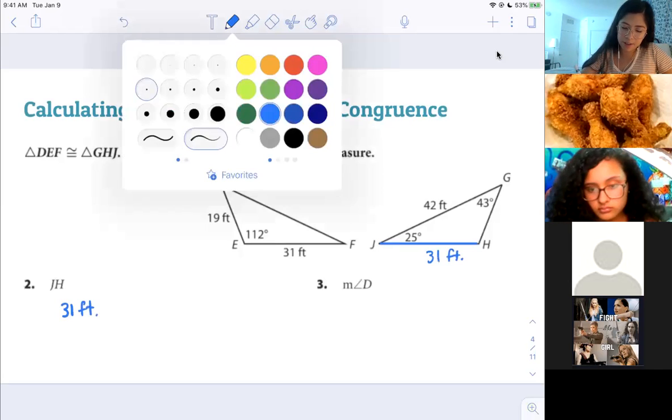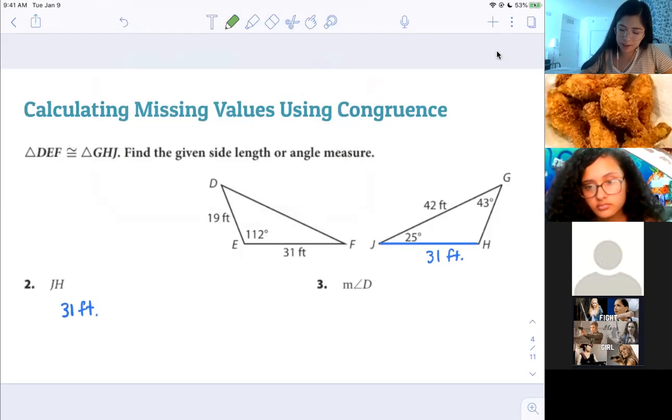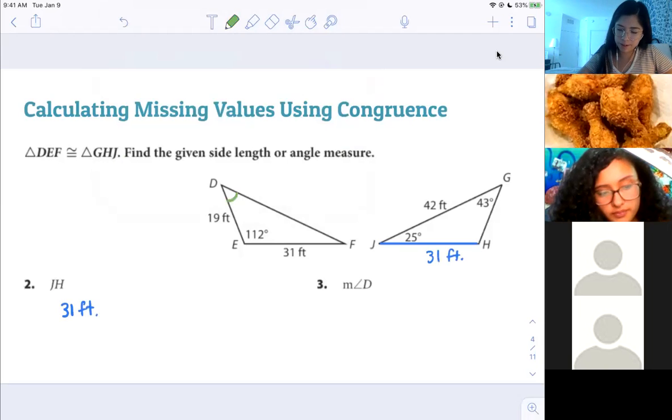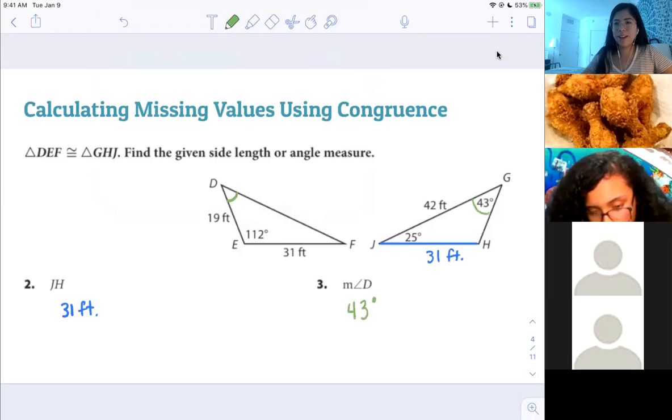Now, Tyrone's on fire today, but let's hear from someone else. What is the measure of angle D? 43. 43, precisely. We're just lining it up. Any questions so far? So far, it's pretty easy, right?